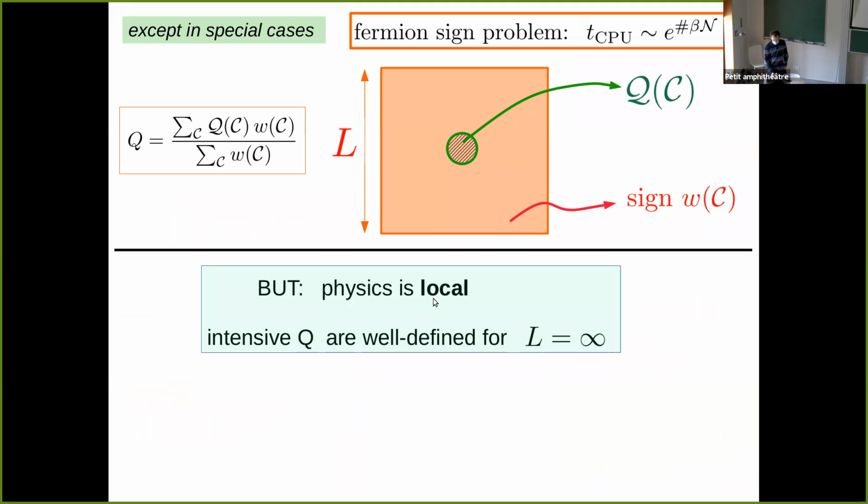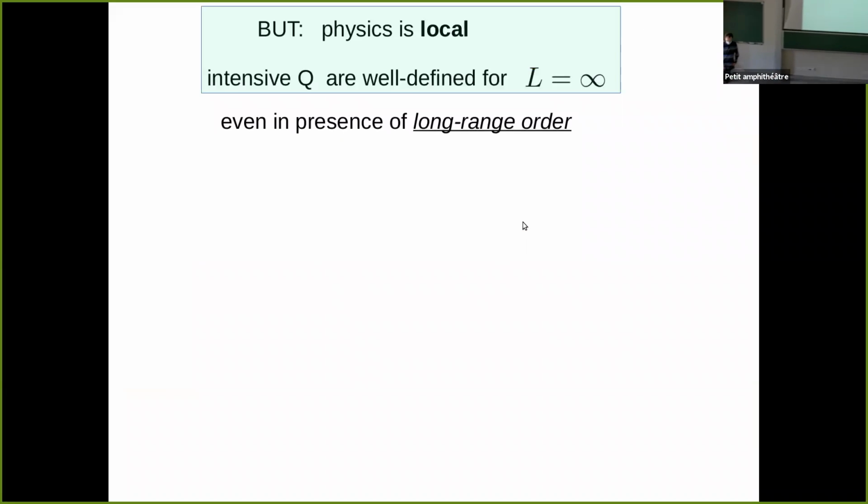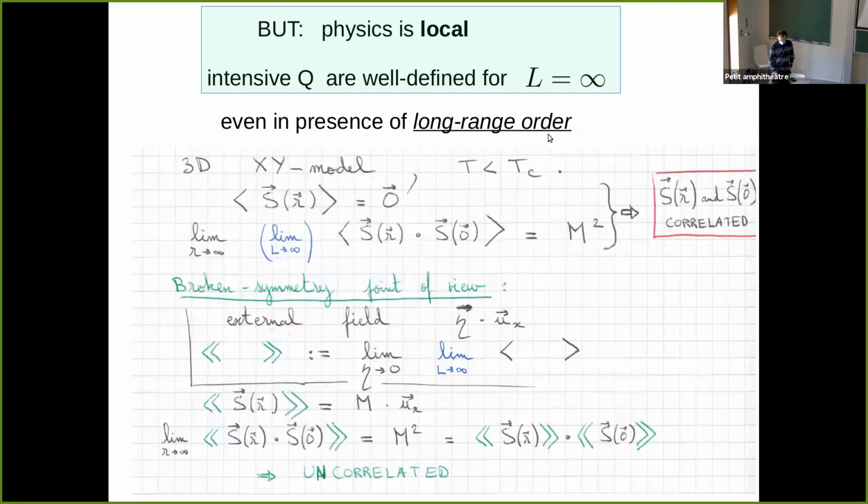But we know that physics is local. So that's clear, for example, from the fact that if you want to compute some intensive quantity Q, then it's well defined even in the thermodynamic limit. So obviously that means that actually what happens very far away doesn't matter. And this is true even in the presence of long-range order. Indeed, let's consider, for example, the 3D XY model below TC, in the ferromagnetic phase. In principle, the average magnetization is 0.